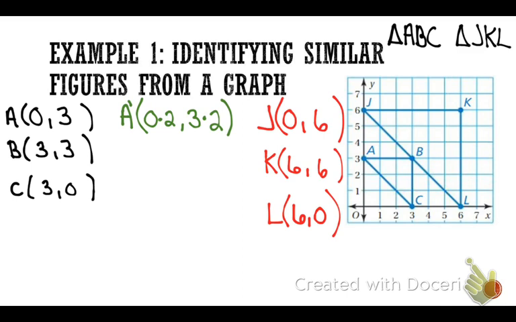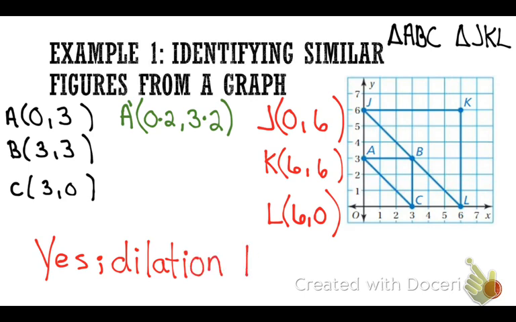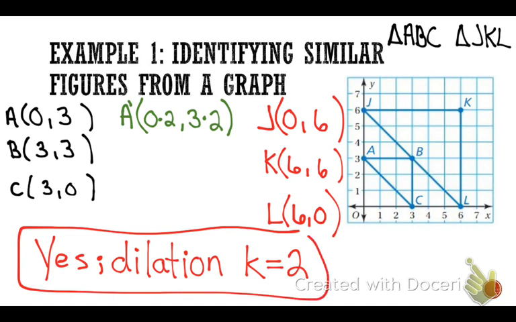Okay, so because from triangle ABC to JKL, there is a similar pattern happening that I'm multiplying by 2, I will say that yes, this is a similar figure, and more specifically, it is a dilation. And what is my scale factor? 2. And remember, the variable that we use for scale factor is K.